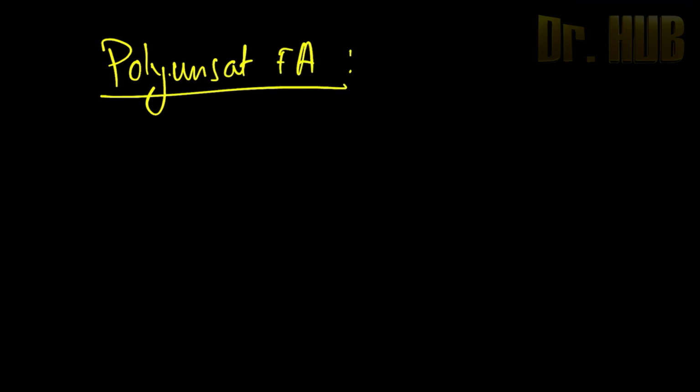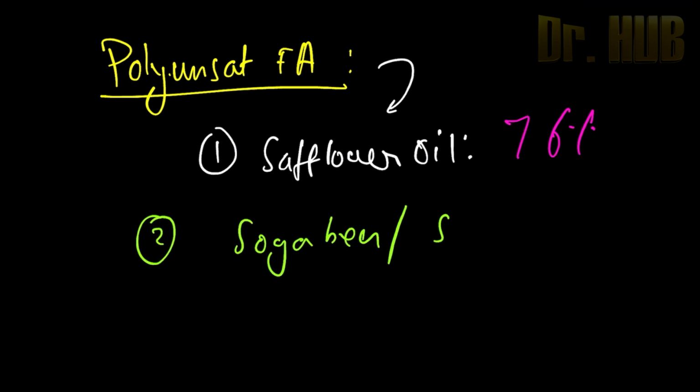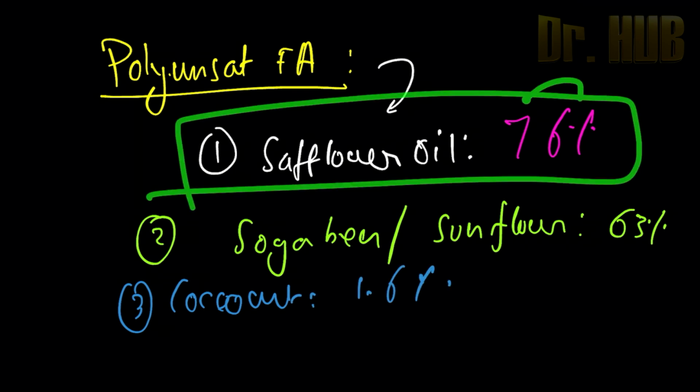Under the polyunsaturated fatty acids, the first one will be the safflower oil, which amounts to about 76%. The maximum is by the safflower oil, followed by the soya bean and sunflower oil, which together amount to about 63%, and lastly the coconut oil, which amounts to about 1.6%. So here the most important will be the safflower oil, which amounts to about 76%.